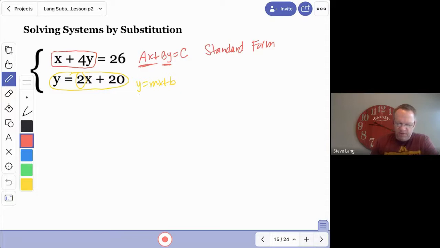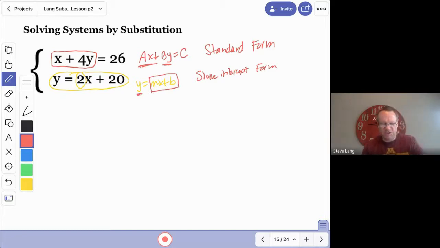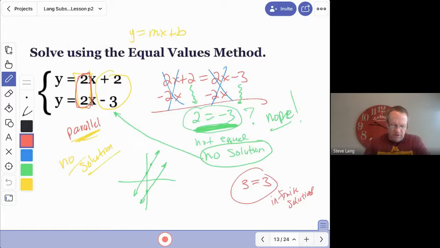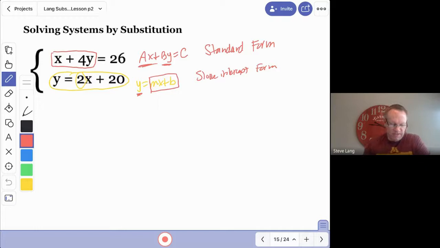That's different than slope-intercept form, where the slope and the y-intercept are on one side and the y is by itself on the other. So notice these two equations are not in the same format, okay? Where for graphing and equal values method, remember the equations always look the same, right? Like if I jump back here, the y's are on top of one another, the x's are on top, and the numbers are on top. That's not the case here. Okay, so we need a different method to solve this.